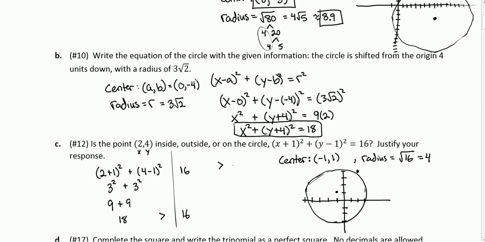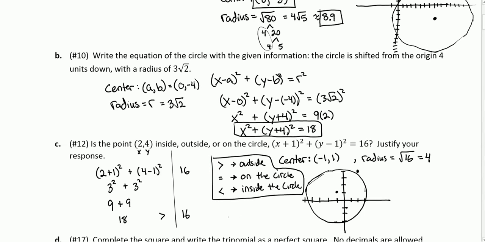if you get a greater than sign like what we have here, that's indicating that the point we're looking at is outside the circle. If we get an equal sign, it indicates that the point is actually on the circle, which is on the circumference of the circle. If we get a less than sign, then it indicates that we're inside the circle. And so in our case, we have a greater than sign, which means we're outside the circle.